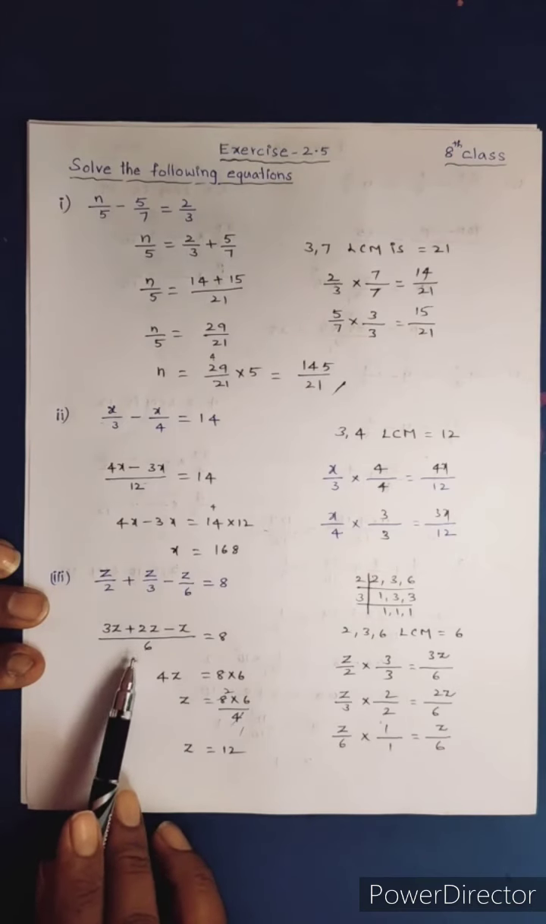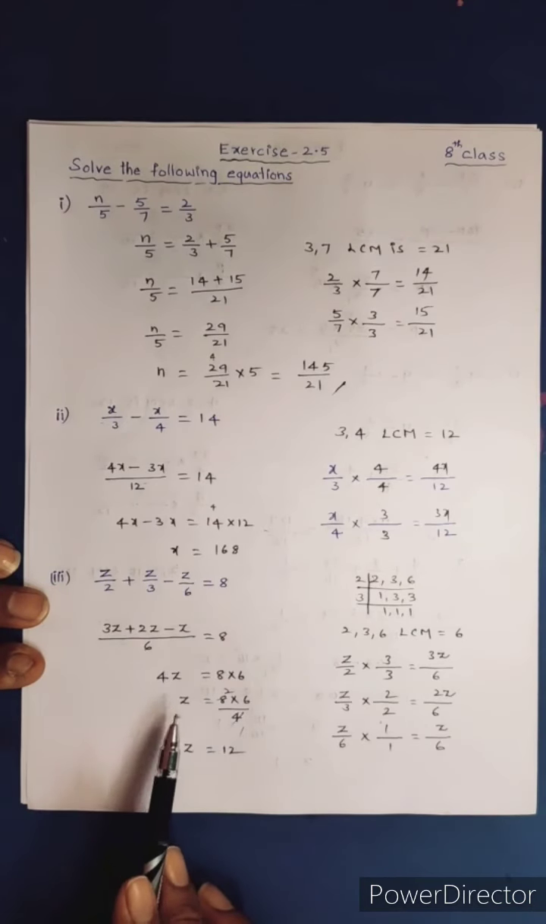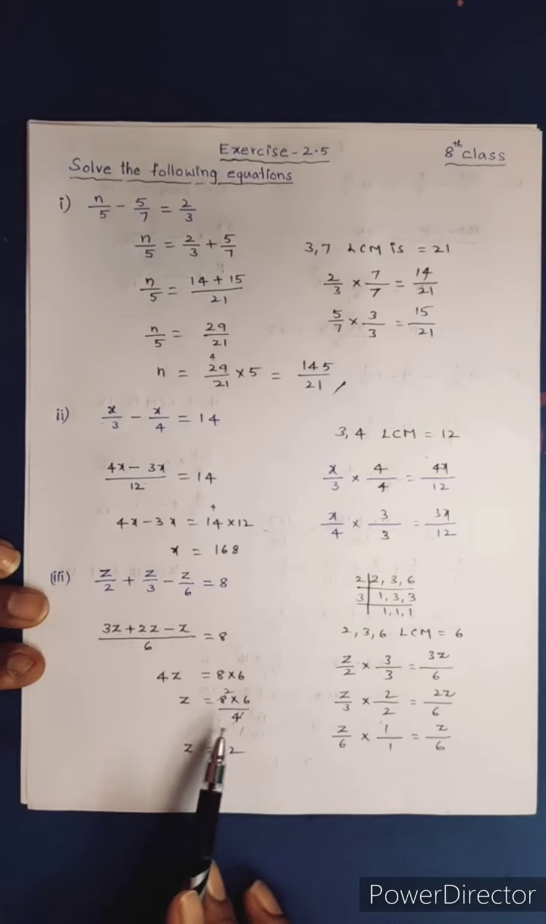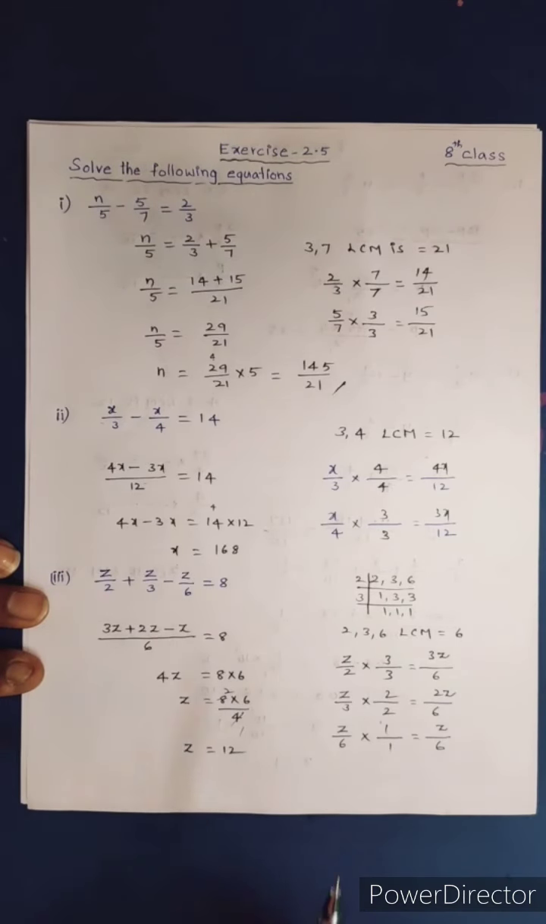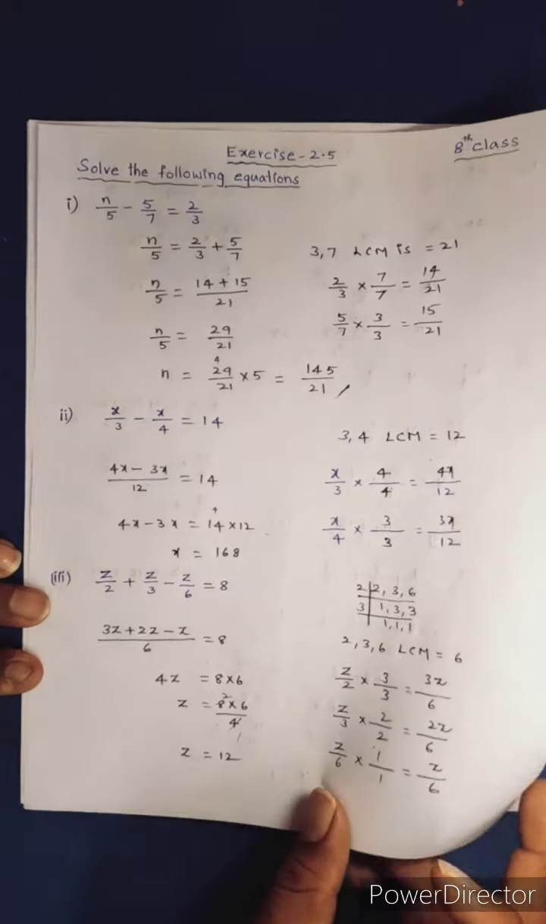Doing division here, sent to the other side it is multiplication. z is equal to 8 into 6/4. 4 ones are 4, 4 twos are 8. 6 twos are 12. The value of z is 12.